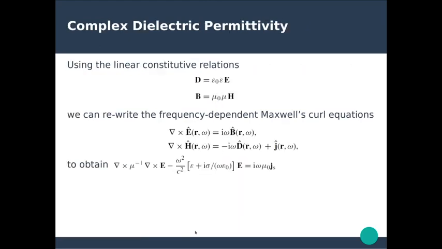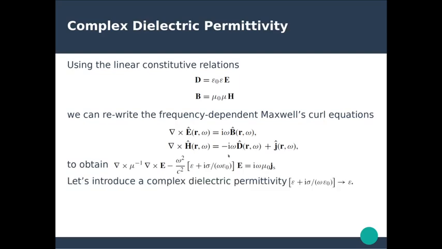So because we deal with complex physical quantities, the dielectric permittivity will also be complex. So we're going to have dielectric permittivity epsilon right here, and actually magnetic permeability mu that will also be complex. With that in mind, we can rewrite the frequency-dependent Maxwell's curl equations, which are given here, and we can obtain this new expression here, which is the wave equation in a complex spectral form.